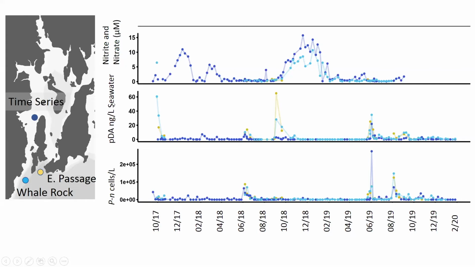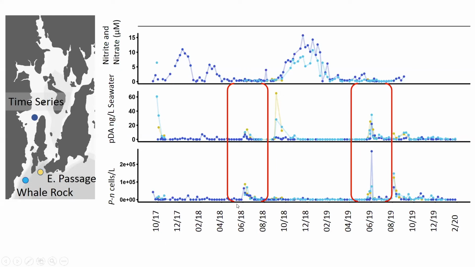We have nanograms per liter of seawater there. And then we're also looking at combined nitrite and nitrate measurements in this figure. So what are some of our big take-home messages that we've been able to find over this 2-year project period? Well, I think one of the most interesting ones is some seasonality to when we see spikes in PN cells and spikes in domoic acid.